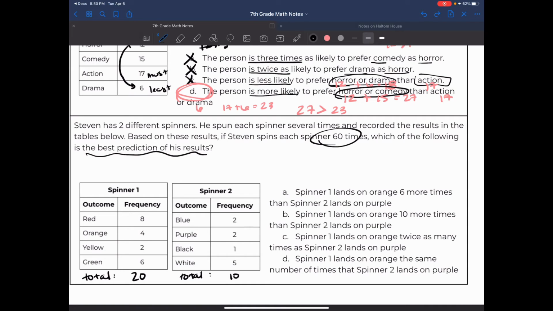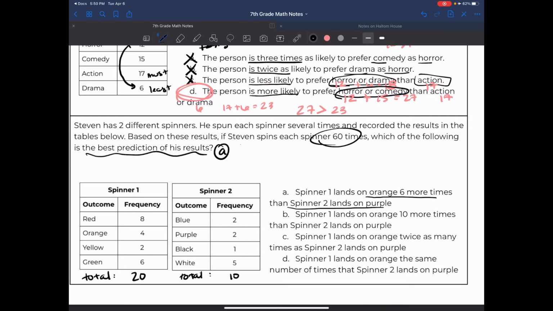Answer choice A, spinner 1 lands on orange 6 more times than spinner 2 lands on purple. So I need to calculate how many out of 60 orange was spun and how many out of 60 purple was spun on spinner 2. So let's set up the proportions. I'm gonna do answer choice A up here to show my work.